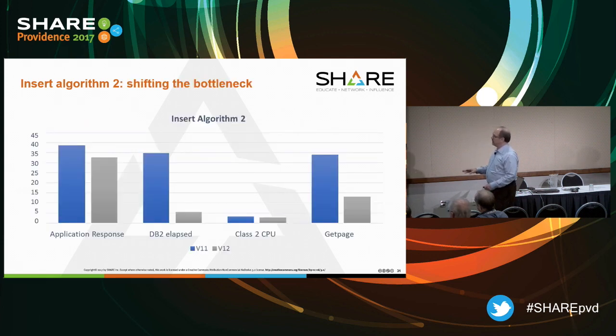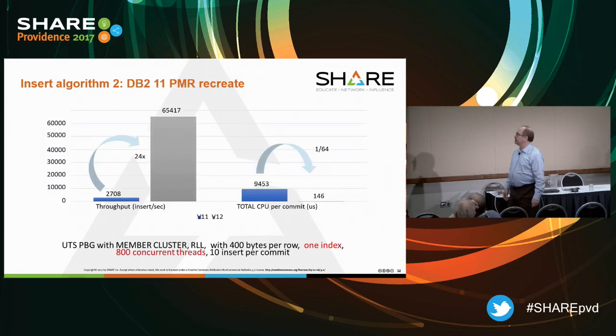So here is just a view of what the changes are between 11 and 12 if we take advantage of this new algorithm. If we look at application response time, we see that we've been able to reduce the response time to the application. The part within DB2 was significantly reduced. There's a little bit of savings in CPU and a significant savings in get page in one particular measurement.